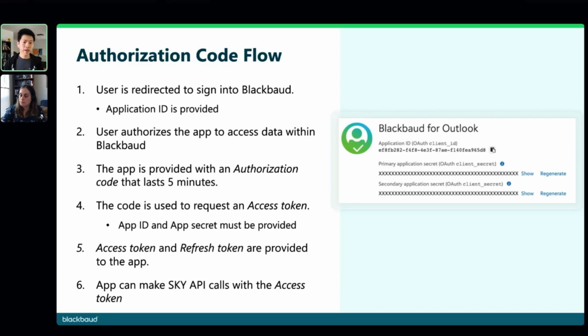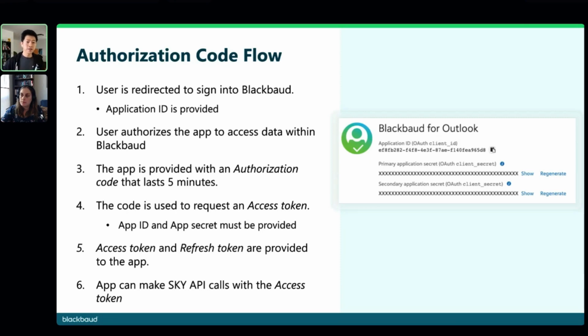Then in step 3, the app is provided with an authorization code. This is a code that has a lifespan of 5 minutes, and it's set to 5 minutes to minimize that risk window if it gets intercepted. Then in step 4, that code is used to request an access token.